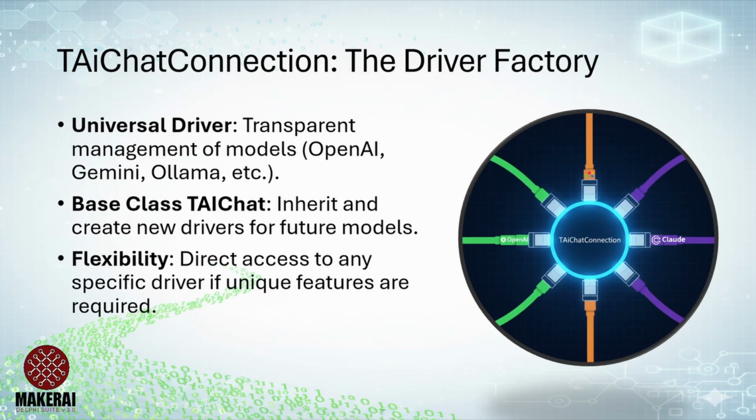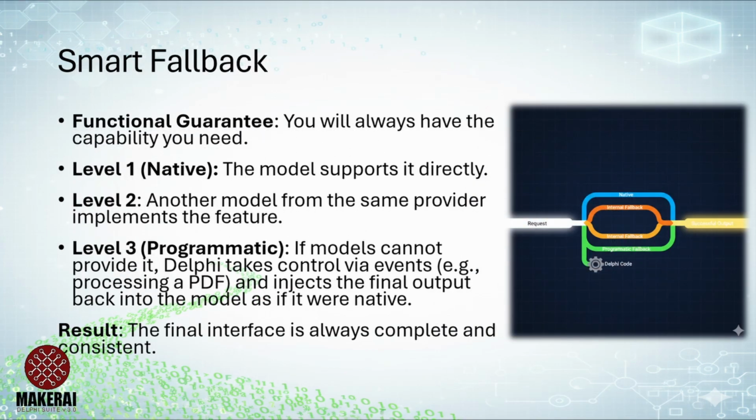I maintain clean, universal code for day-to-day use, but I have the power to go low-level when I need to. Maximum flexibility without sacrificing compatibility. Exactly. That's the idea. Let's talk about resilience. What happens if I ask a model to do a task and it just can't do it? For example, I ask it to generate an image from a model that only processes text.